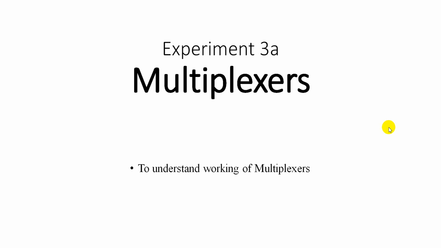Bismillahirrahmanirrahim. Dear students, today we are going to perform experiment 3 of the logic circuits part of the Electrical Testing 2 lab. This experiment has two parts: one is the multiplexer and the second is the demultiplexer. Right now we are going to understand the working of the multiplexer.